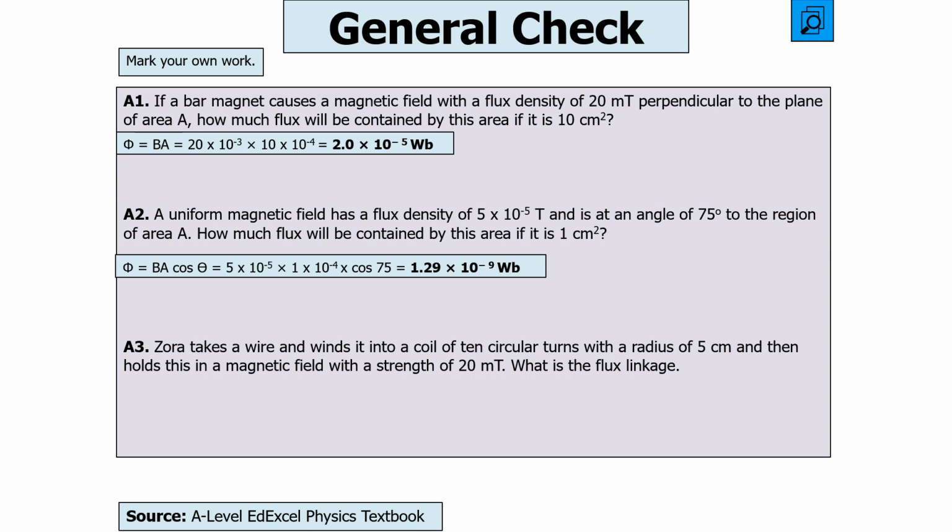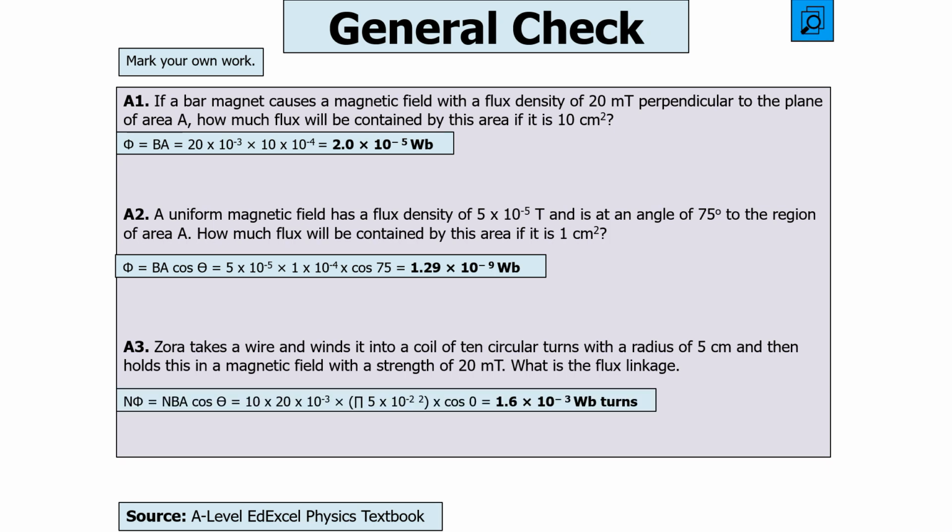And in our third question, we're now looking at flux linkage. Now, flux linkage is equal to BAN cos theta. So we now know that N in this question is going to be 10. We know that the area is going to be pi r squared. So we then have to convert our 5 centimeters into meters. We work this all through and we get 1.6 times 10 to the minus 3 Weber turns.